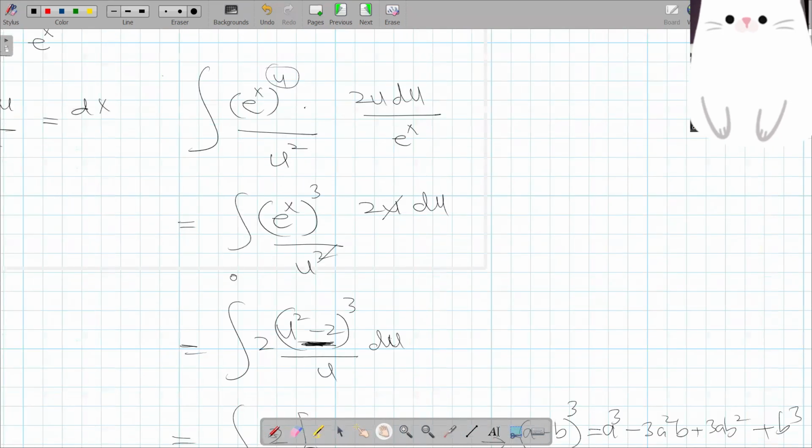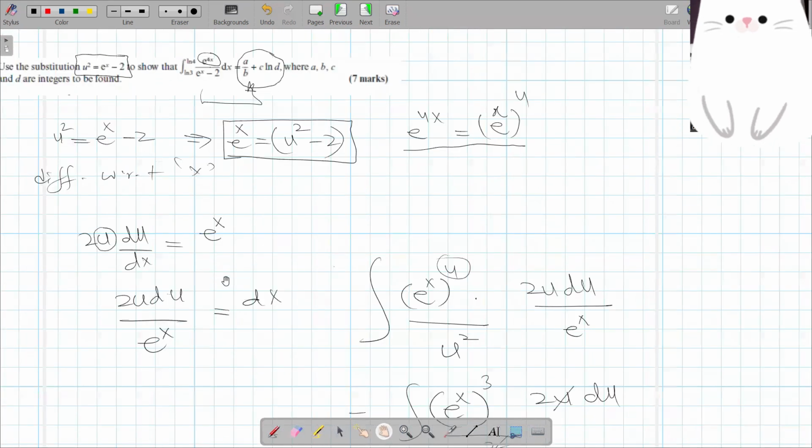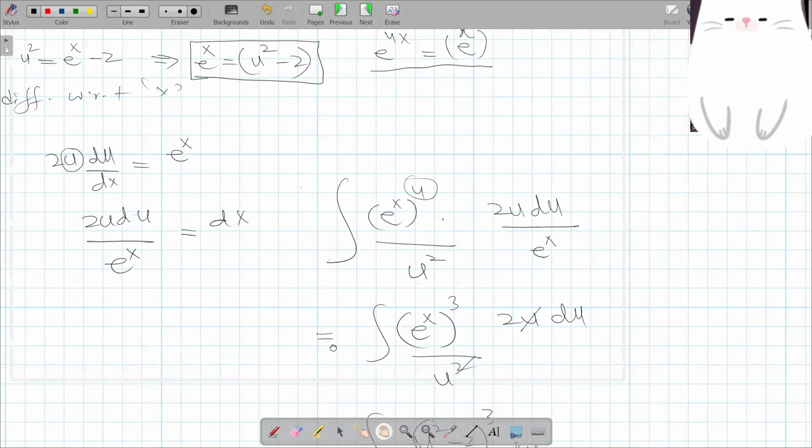What is u then? u is the square root of e^x minus 2. What are the limits? Lower limit is log 3. What if we also change the limits? Can we change the limits as well?